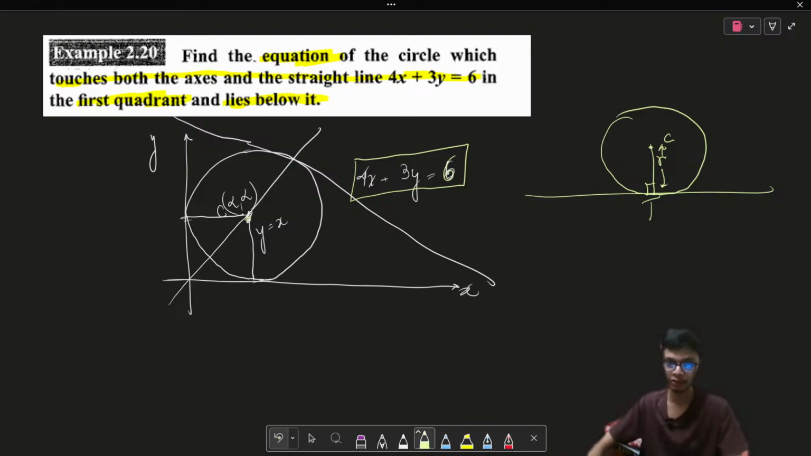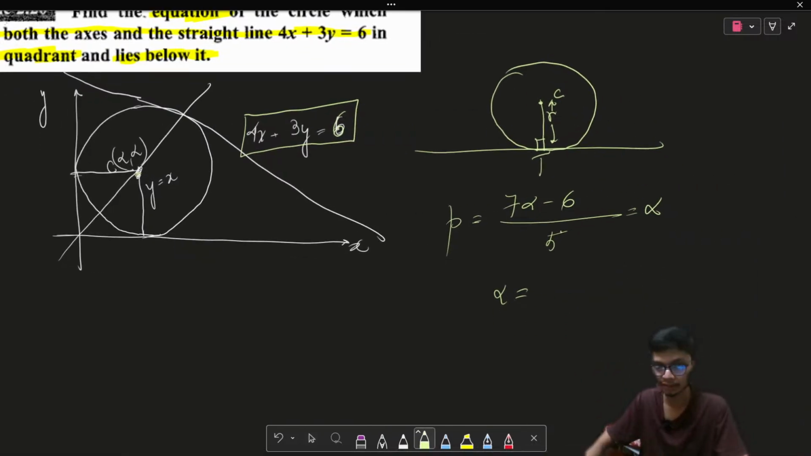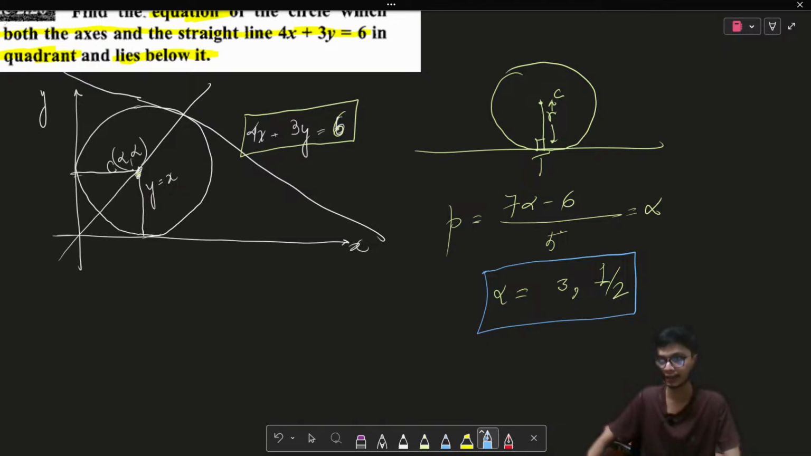So if I draw a perpendicular on this line and find the perpendicular distance from alpha comma alpha, it becomes 7 alpha minus 6 whole divided by the square root of 16 plus 9, and that is going to be square root of 25, which comes out as 5, right? And that will be equal to alpha. So if I solve this equation, I will obtain the values of alpha as 3 comma 1 upon 2. So these are my two values of alpha, right?